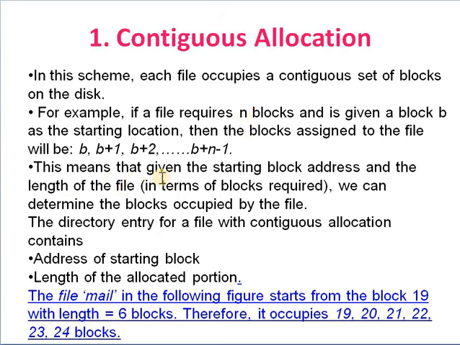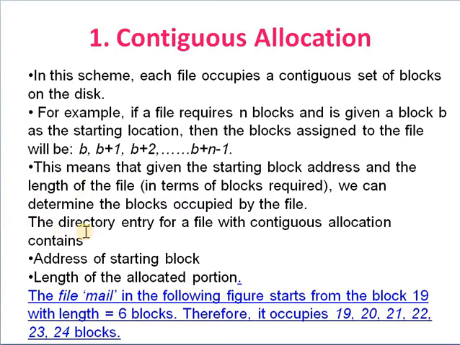This means that given the starting block address and the length of the file in terms of blocks required, we can determine the blocks occupied by the file. That means given the starting block address, that is B, and the length of the file. What is the length of the file? How many blocks are required for that particular file? That is the length of that file. Suppose there is one file ABC that requires n blocks, then n is the total length of that particular file.